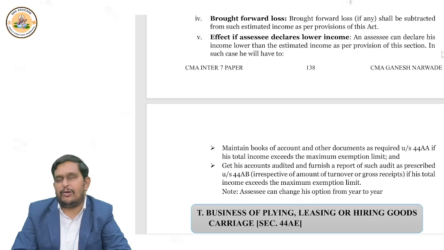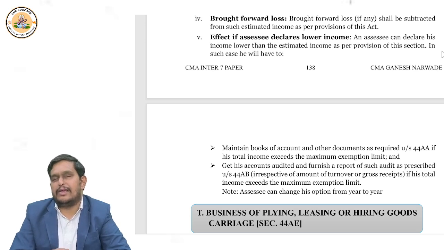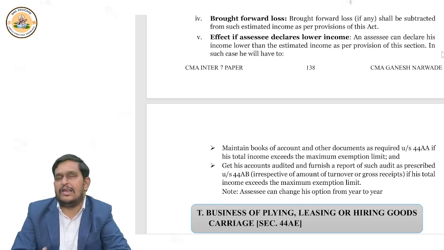Now, the next point I wanted to tell you: to whom is this applicable? It's applicable to all assessees. When we talk about 44AE, there is no restriction whether it is an individual or HUF; it is applicable to all. But there is a restriction on vehicles, because it is a goods carriage vehicle related concept.